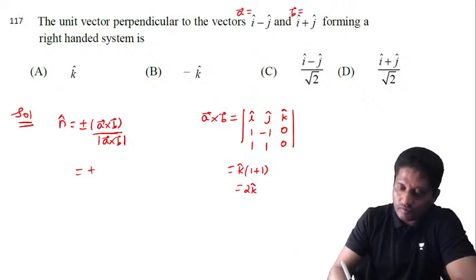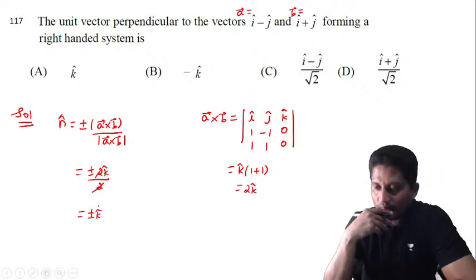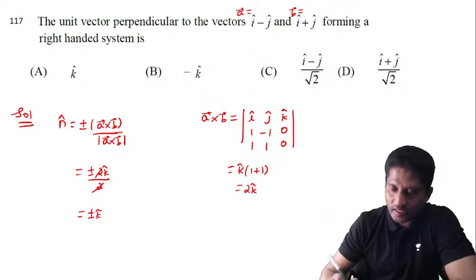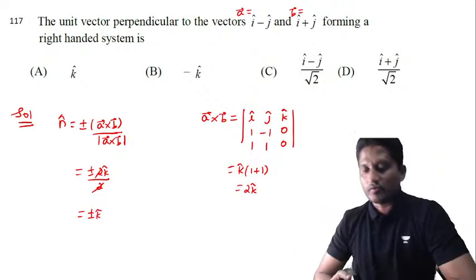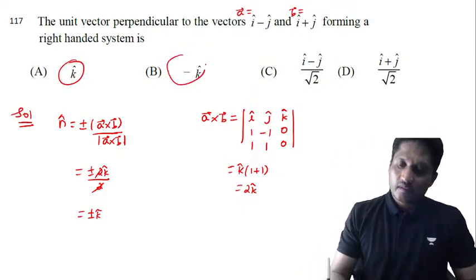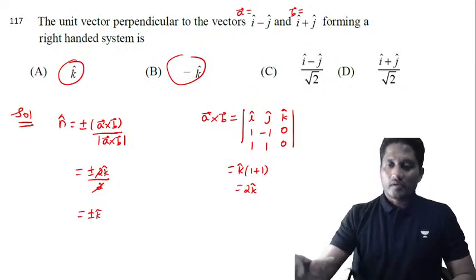So this is plus or minus 2k, divided by the modulus of this, which is 2. This will cancel. You will get plus or minus k, the unit vector perpendicular to A and B forming a right-handed system. So both are possible, guys. Plus k cap is possible, minus k cap is also possible. All right, let's move to the next question.